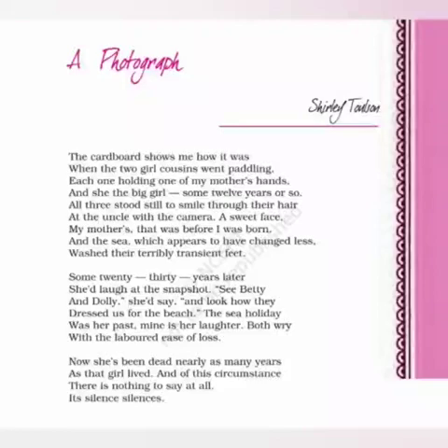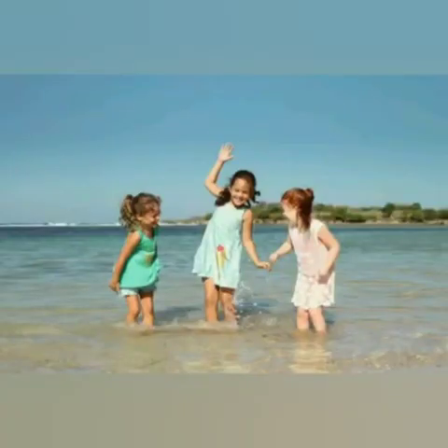So let's see what is happening here. The cardboard shows me how it was when the two girl cousins went paddling. Cardboard here refers to the photograph itself. So as the poet is taking a look at the photograph, she can see the picture of two little girls, two girl cousins who went paddling. Paddling refers to walking barefoot on shallow water. So the two girls are standing in the shallow water of the beach, each of them holding one of my mother's hands. So both the younger girls are holding on to their elder cousin.